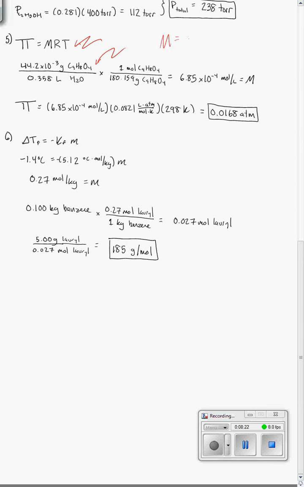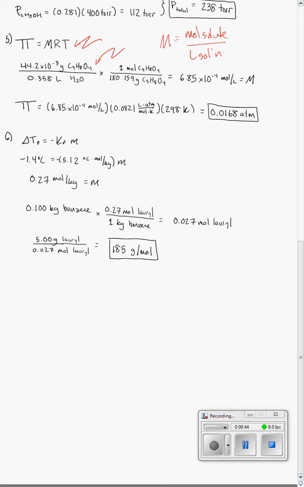Remember that molarity equals moles of solute divided by liters of solution. We say our total volume of our solution is 358 milliliters. It's the same as saying our total solution volume is 0.358 liters because there are 1,000 milliliters in a liter.